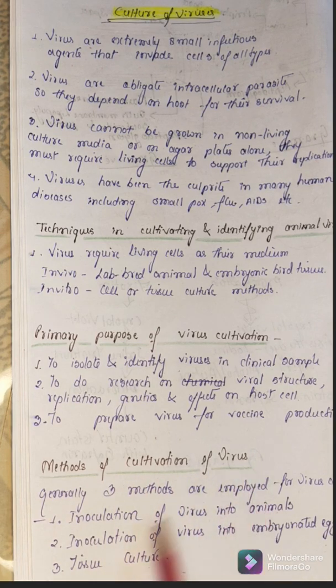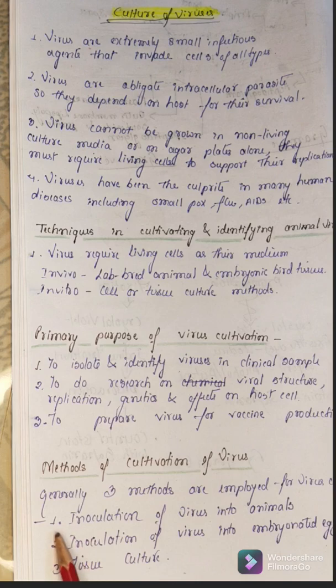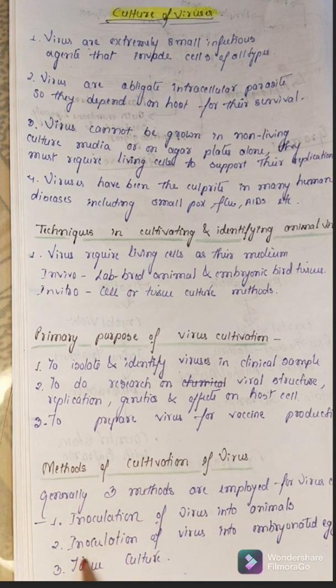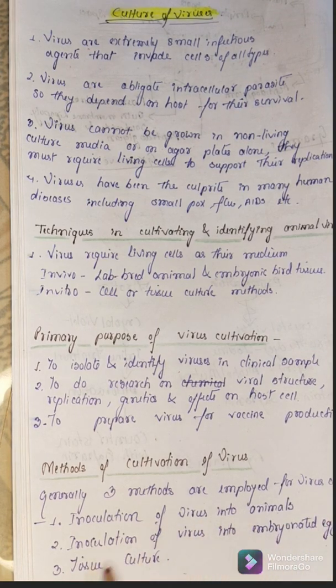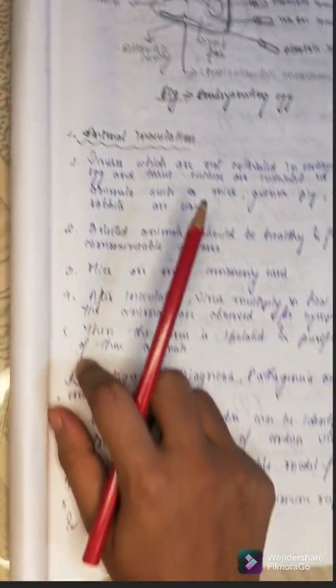Methods of cultivation of virus. Generally, 3 methods are employed for virus cultivation. Number 1, inoculation of virus into animals. Number 2, inoculation of virus into embryonated eggs. Number 3, tissue culture. So let us discuss them one by one in detail.